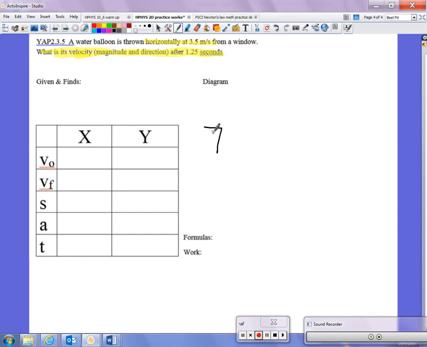So here's our window. It's some height. I don't really care what this height is, at least not initially, but it's some height above the ground. And I take a water balloon and I chuck it out the window, and it has an initial velocity of 3.5 meters per second. And it's going to follow this nice parabolic path down some height.